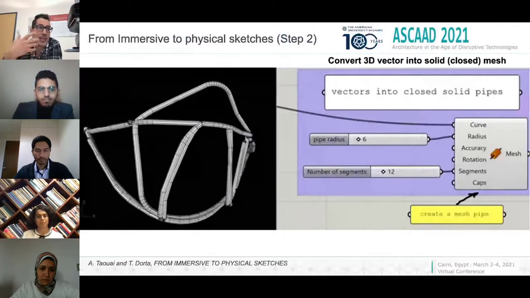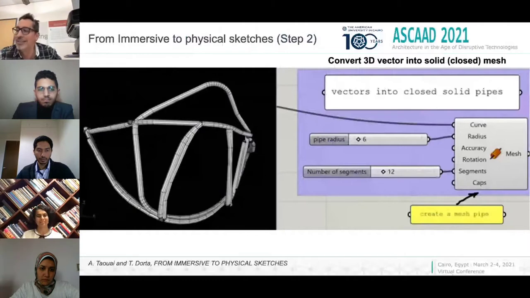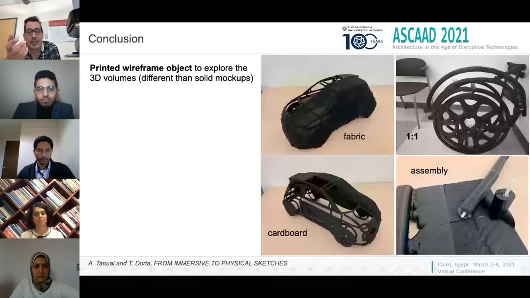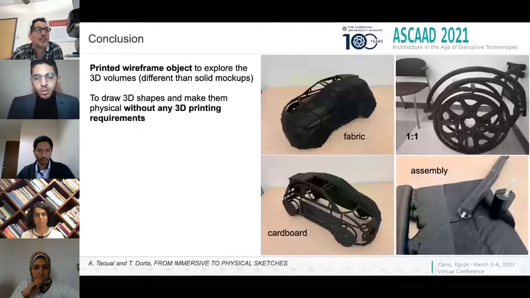So what happens? We get a sketch mask very quickly that is freehand and is from the ideation process. There is no 3D modeling included. So the conclusion is, we are printing wireframe objects to explore 3D volumes. So this is very different than solid mockups. We are drawing 3D shapes, but without any 3D printing techniques because it's automatic. Pipes are good for printing, but are not good for 3D sketching.